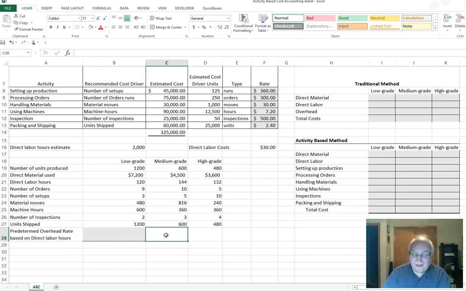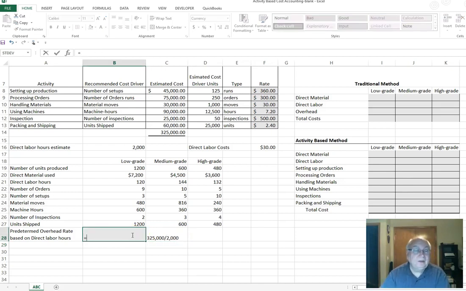What are we currently doing? So we're currently taking the 325,000 and dividing it by the 2,000. That's what we're currently doing. So we're taking 325,000 divided by 2,000, or we're spending $162.50 per direct labor hour for overhead. That's my overhead rate per direct labor hour.